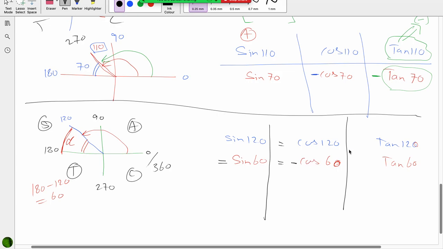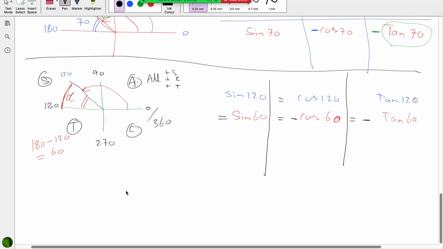So tan of 120 was the question, we cannot make any changes. Tan of 120 is positive or negative? Negative. So I need to put a negative sign here, because we know that sine cos tan of acute angles are always positive because of this A. A means all positive. Sine cos tan, all positive. Clear? Or one more?